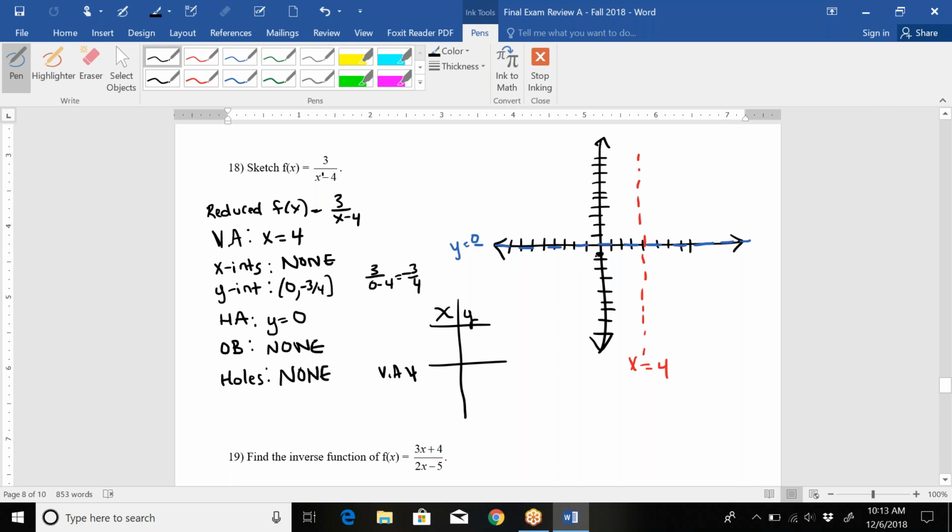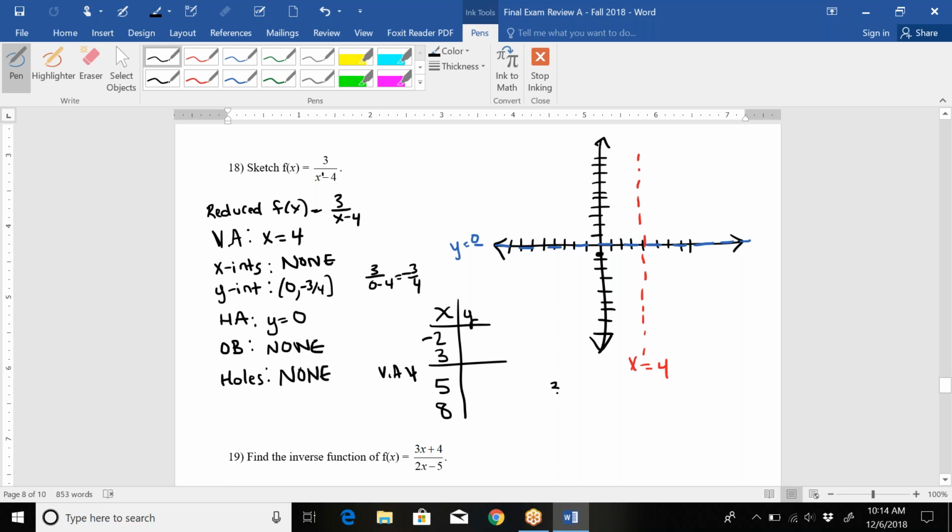And since I already have 1 point on the side of 4, I'm going to only pick 2 more. So maybe I'll pick 3 and maybe something negative, maybe -2, just to get a little bit further spread out of my points. And I'm going to pick 2 things bigger or 3 things bigger than 4. So maybe I'll do 5 and 8. I'm just kind of picking a little bit further apart so that I can get an idea of what it's doing.